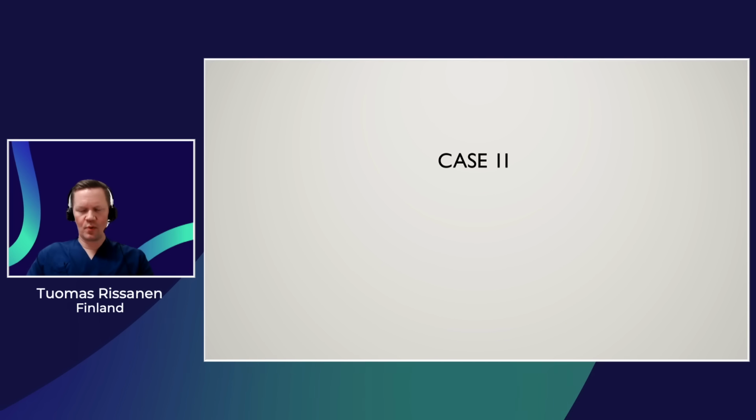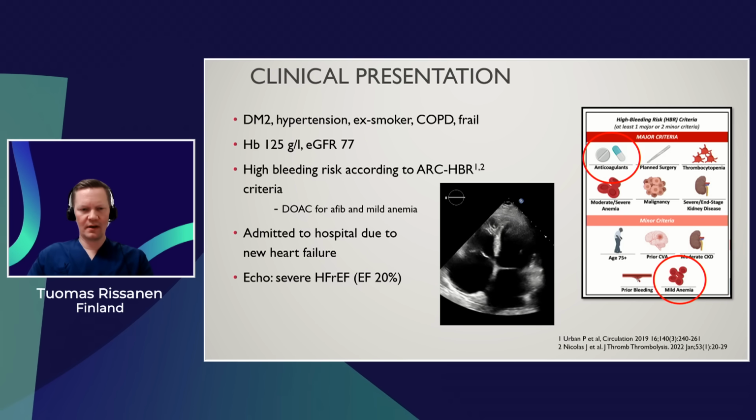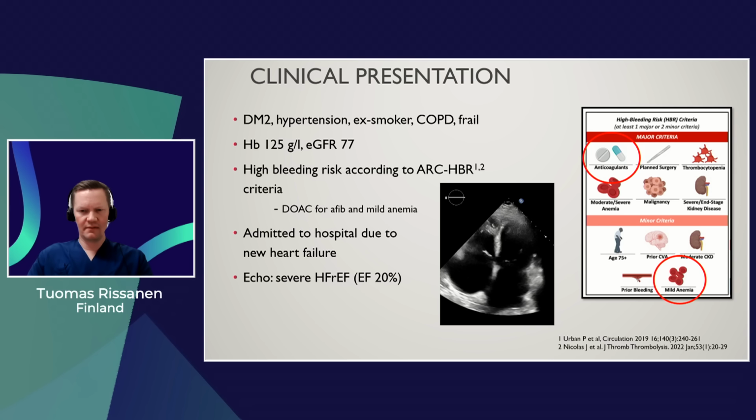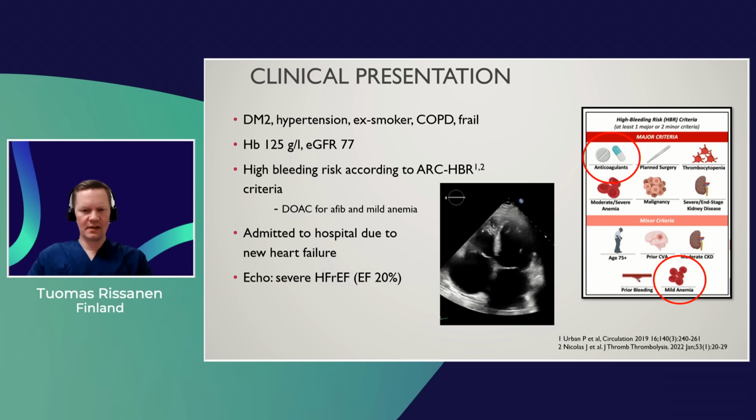Okay, this was a quite simple case, and the next one is a more complex one. This is a type 2 diabetic with COPD. He was frail, had mild anemia and atrial fibrillation, which means this is a high bleeding risk patient according to the ARC criteria. The patient was admitted to hospital due to new onset systolic heart failure.